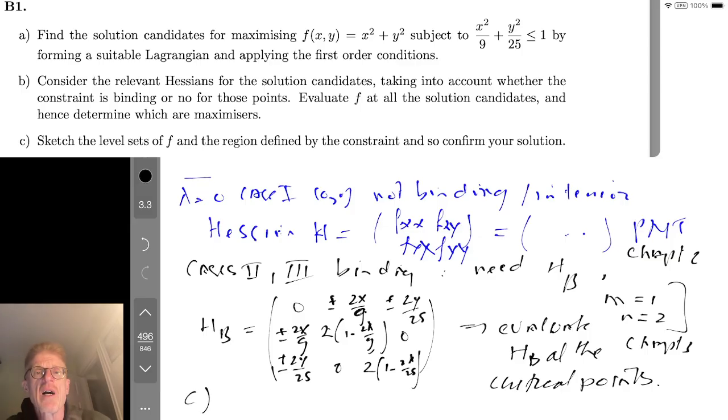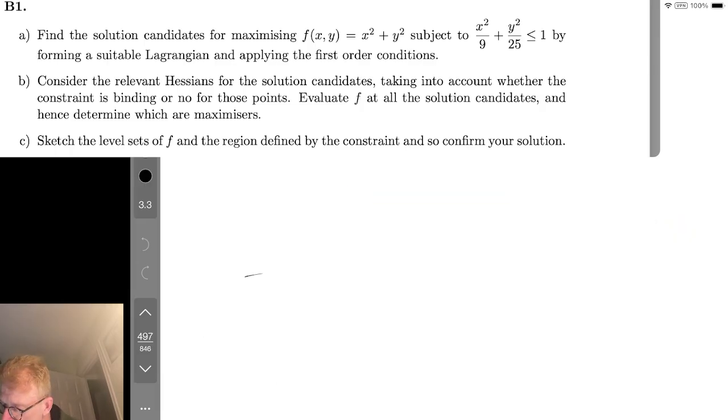Now in C, you're asked to make a sketch. So we have circles as contours. So you draw various circles. But you need to be in the ellipse, so x is plus or minus 3. Well, this doesn't fit. This is x is plus or minus 3, y is 5, so that doesn't fit. So that doesn't fit. This is a bit too ugly.